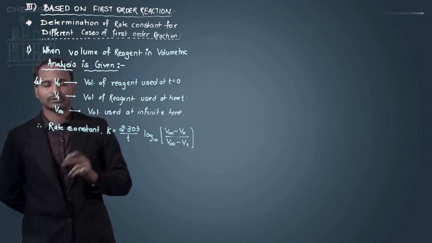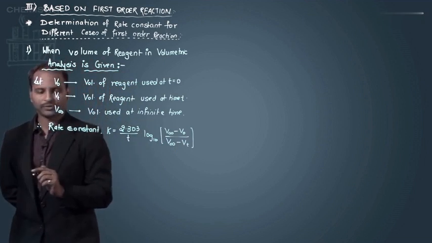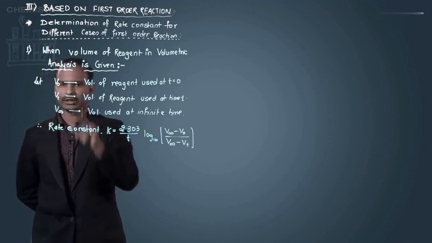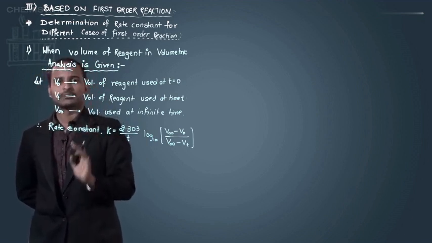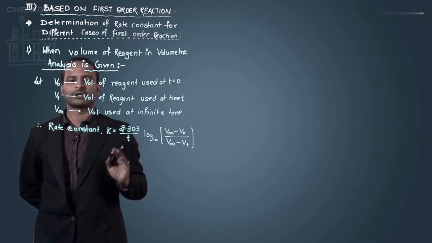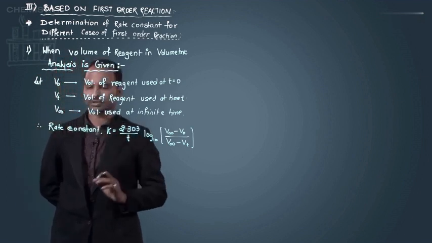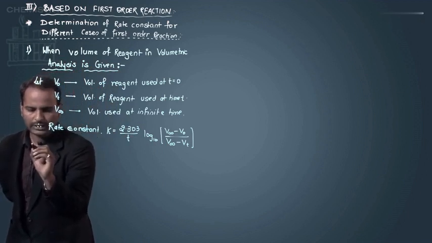Now in this formula also they give two different types of cases. Sometimes they will give you V infinity, V0, Vt, all three quantities. Sometimes what happens, they don't give V infinity, or sometimes V0 is not given, that is the initial value is not given. So we have two more cases in the same part.